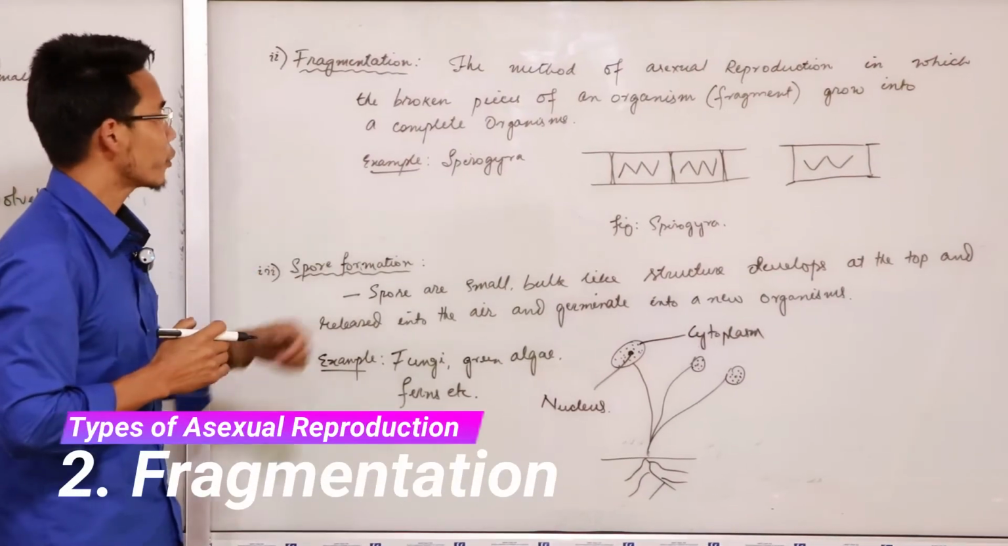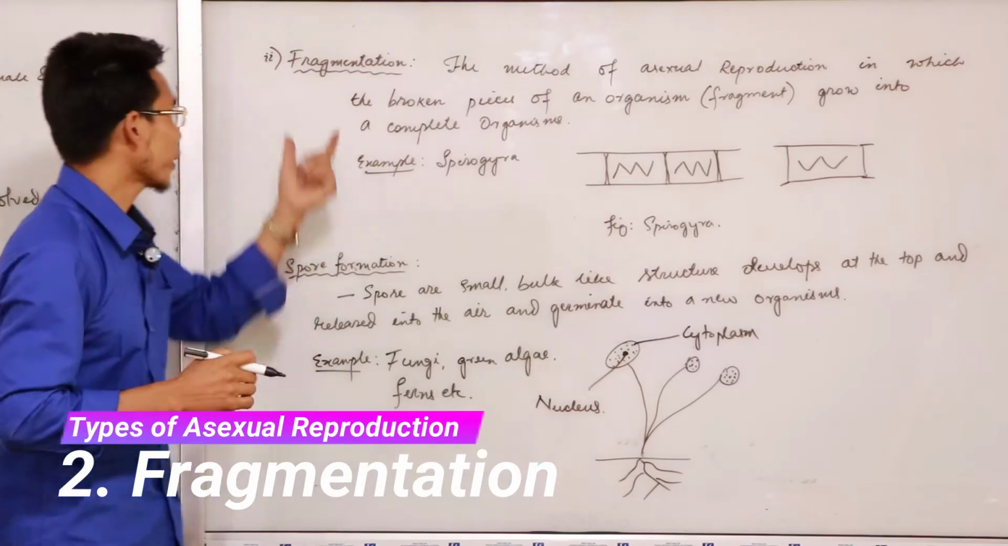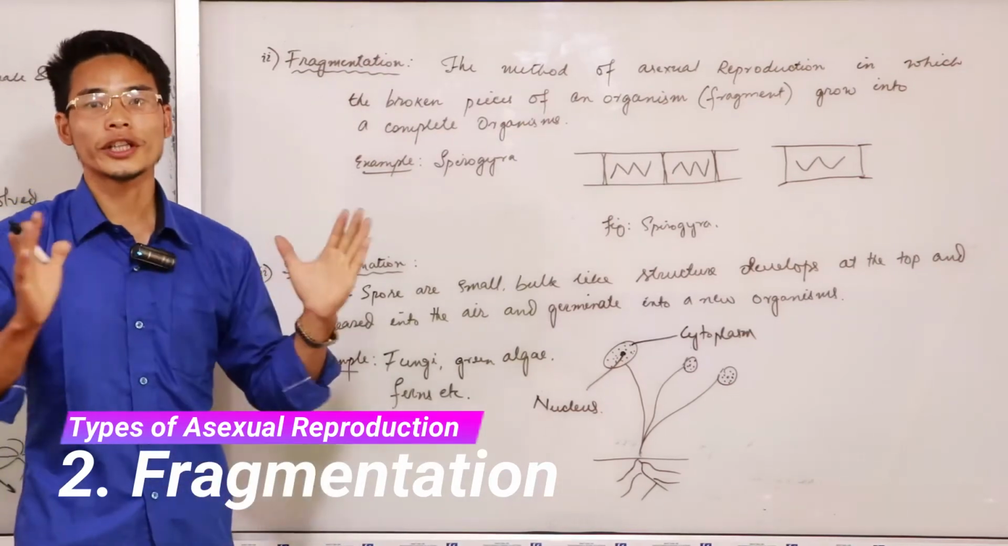And the second type of asexual reproduction is fragmentation. Fragment means the broken parts.